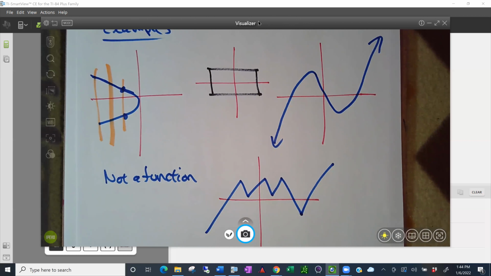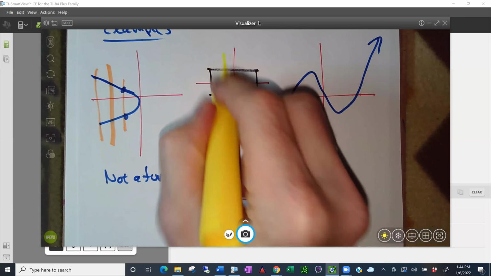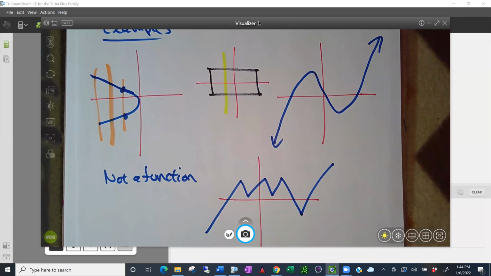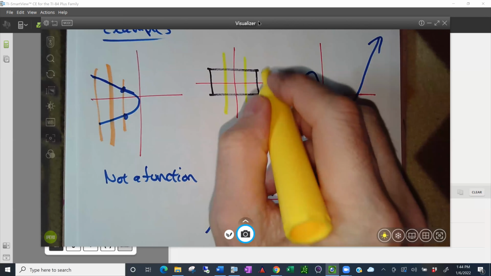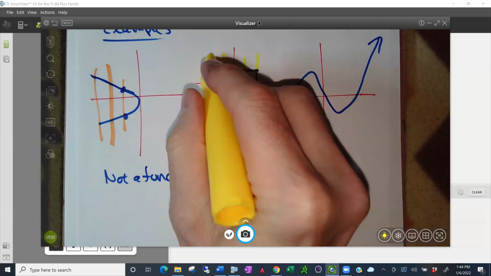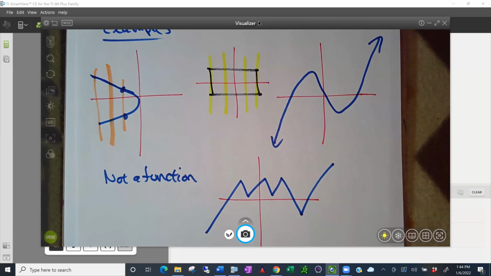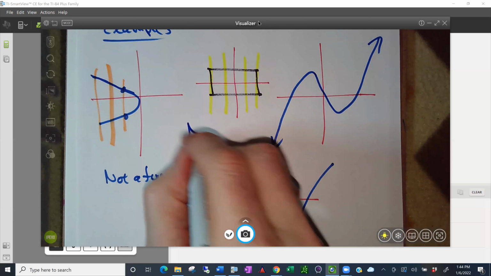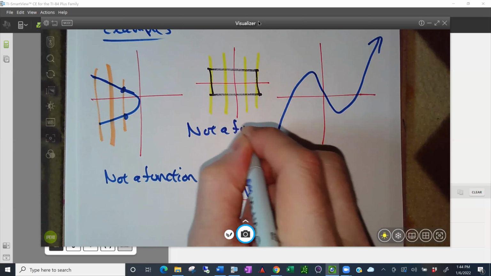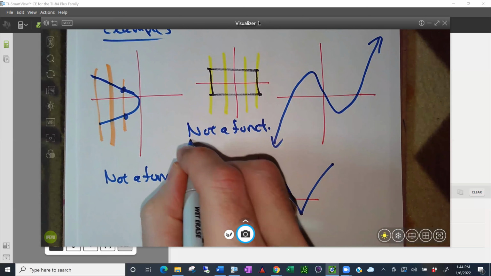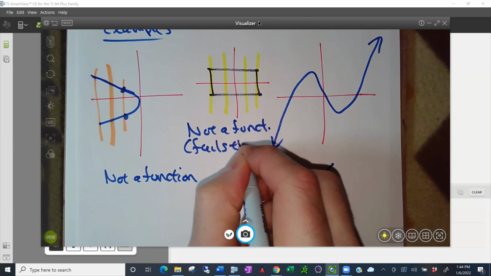So if not physically on your paper, then at least mentally, you should be applying the vertical line test and saying, all right, well, if I draw a vertical line, can it intersect the graph at more than one point? And the answer for this case is yeah. You know, in a lot of places it'll intersect twice. And right here on the ends, there'd be an infinite number of intersections. So this one is not a function. Fails the VLT.